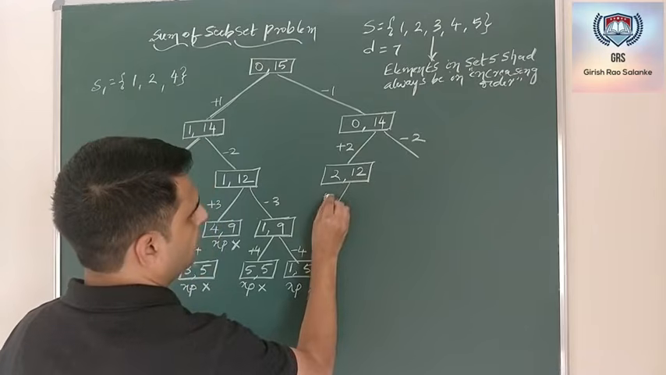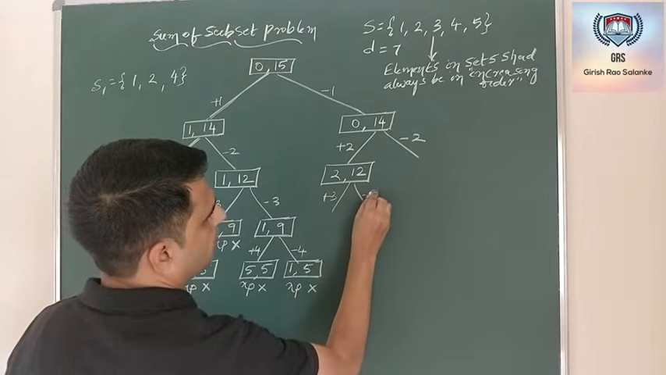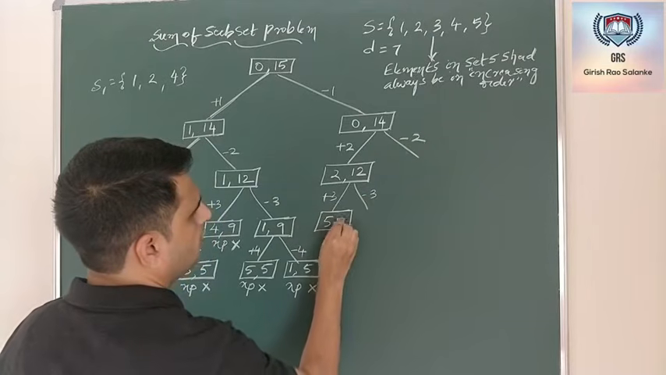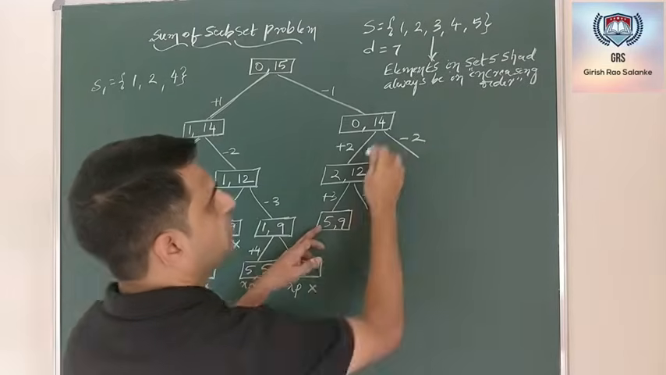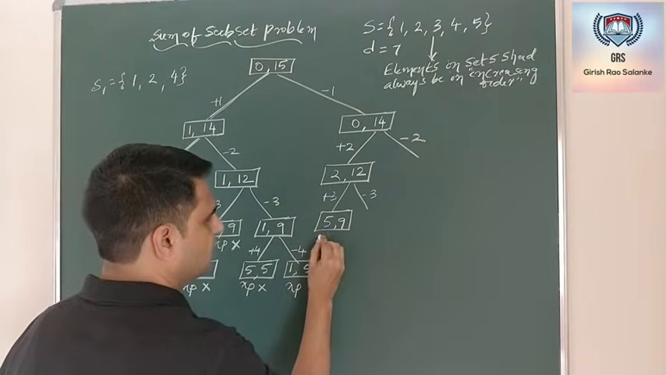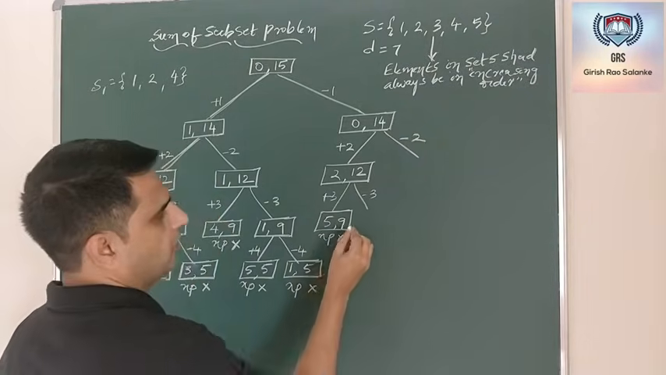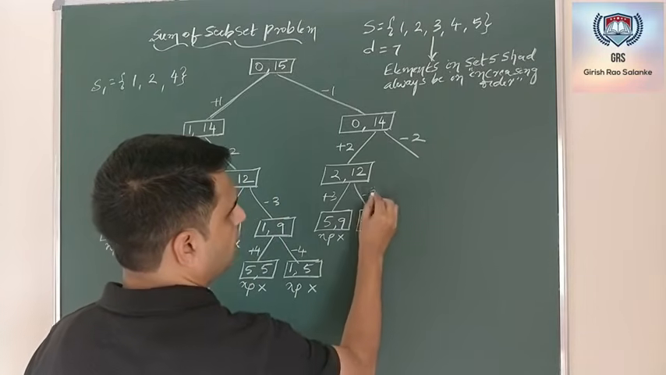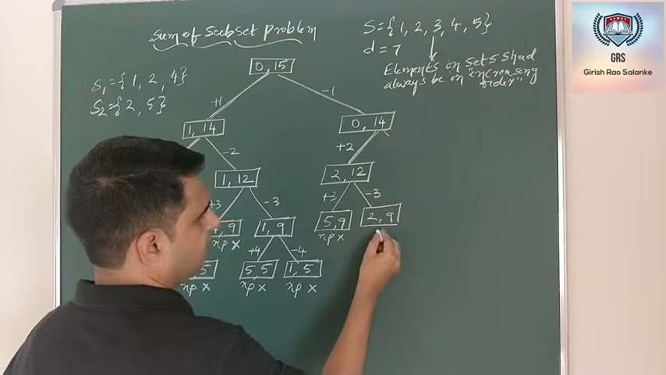Now go for the next one, plus 3, minus 3. What is plus 3? 2 plus 3 is 5 and this is 9. Now 5 plus 4, next element was 4, 5 plus 4 is 9, which is greater than D. Stop here, hence it is a non-promising node. Now come here, so it is 2 minus 3 is 2, 12 minus 3. Now go for the next element.